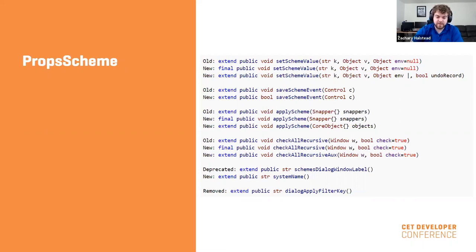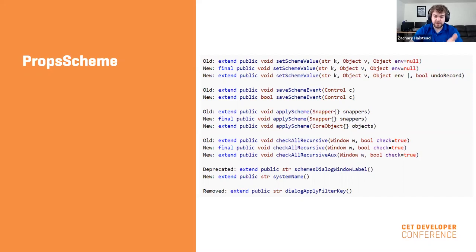Then we have save scheme event. This used to return nothing. Now it returns a Boolean, whether it was successful or not. Then we have apply scheme. This was moved to final for the snappers implementation, though there is now also the option to pass in just a collection of objects, so it doesn't have to be snappers. And this is what you would be able to extend.